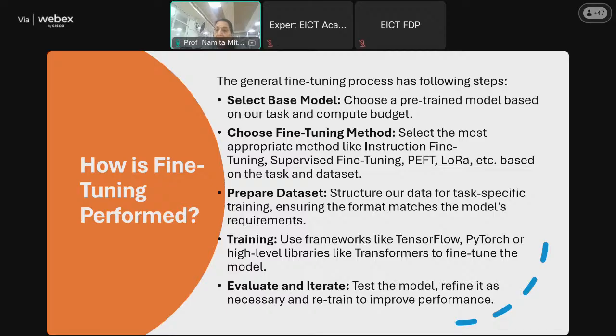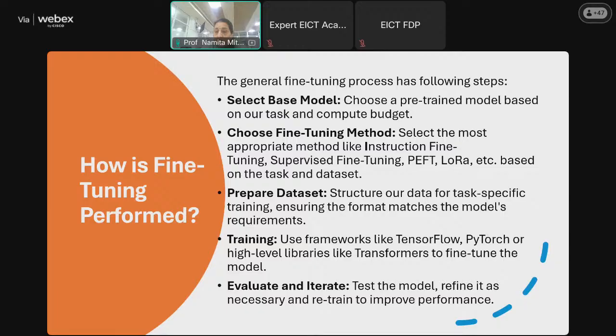Then we have to prepare the data set, structure our data set for a specific task. For example, I need to do sentiment analysis. So my input will be a sentence or maybe a paragraph, and then y will be my three discrete values: negative, positive, and neutral. Or it may be spam or non-spam, or it may be anything. So it should suit my objective.